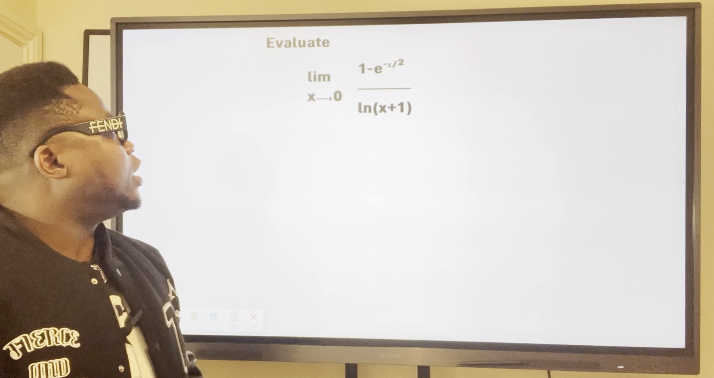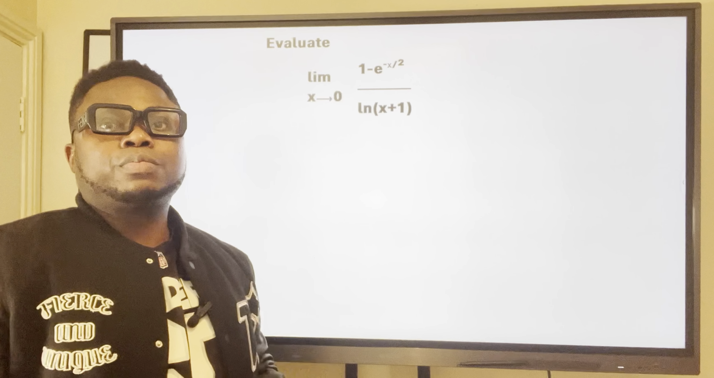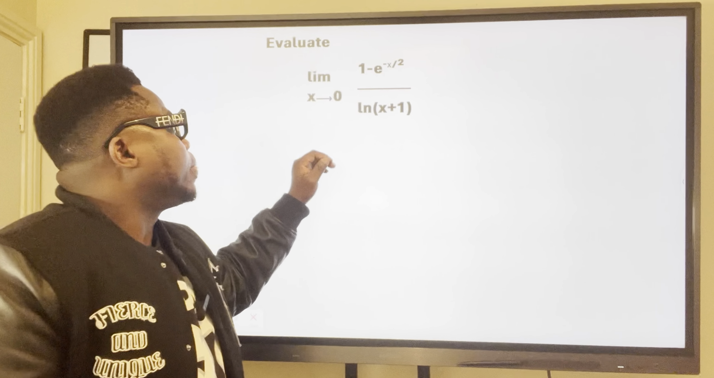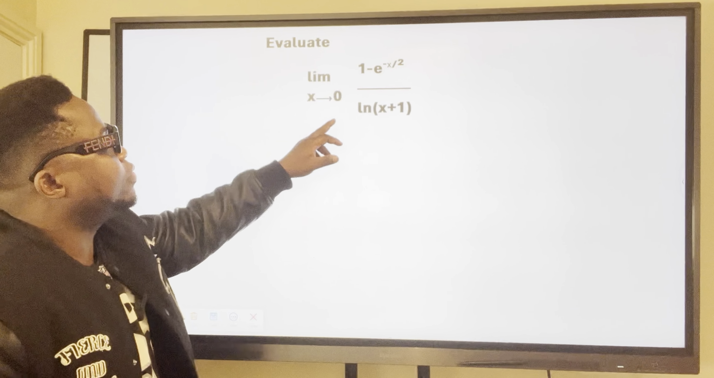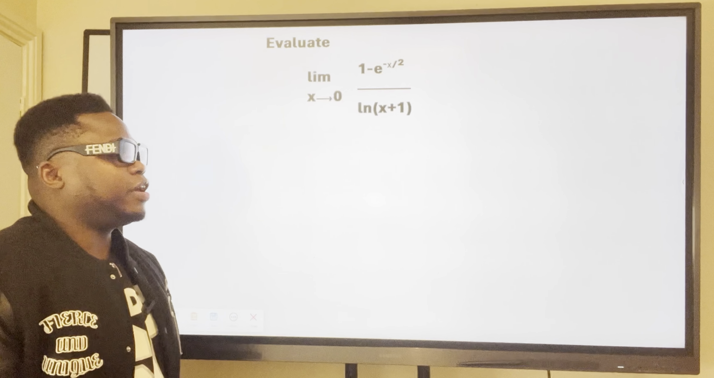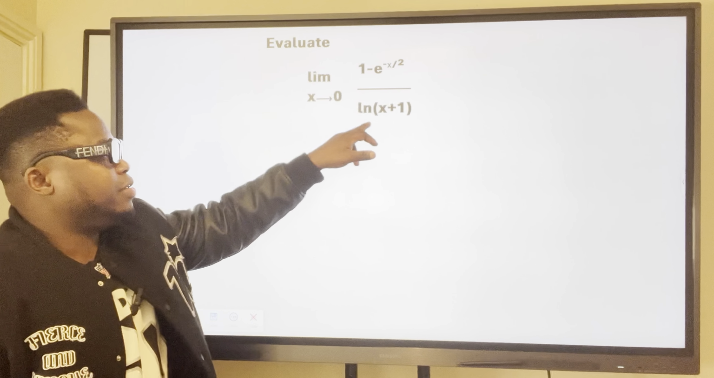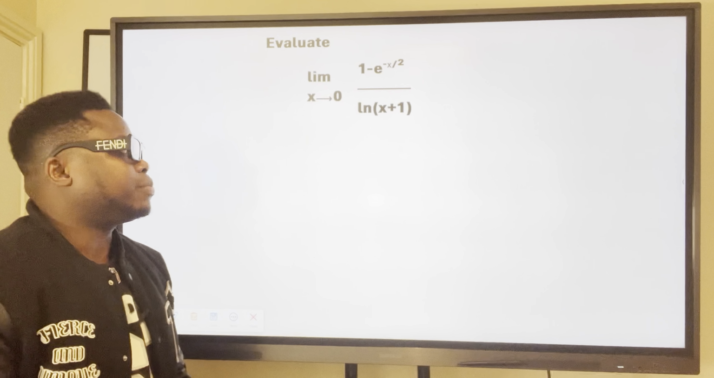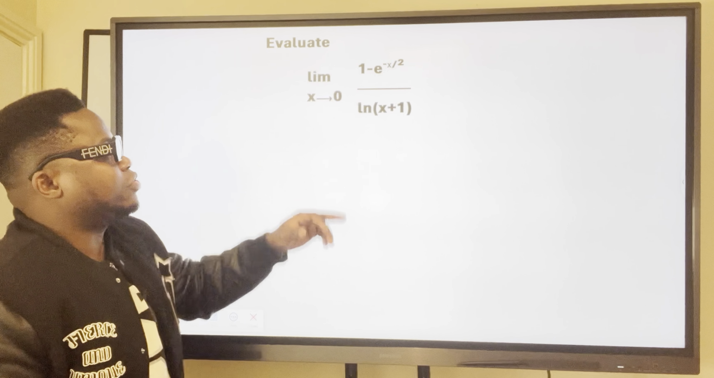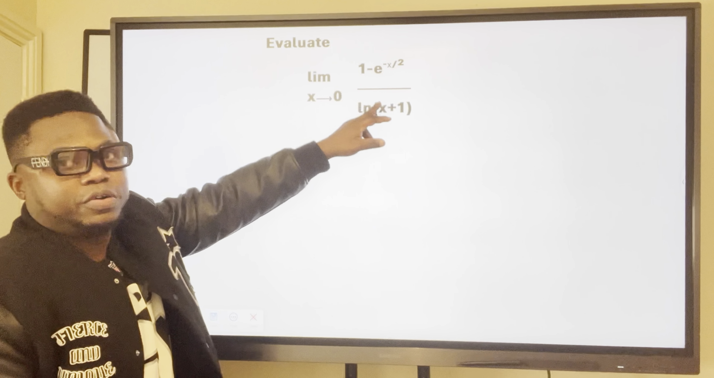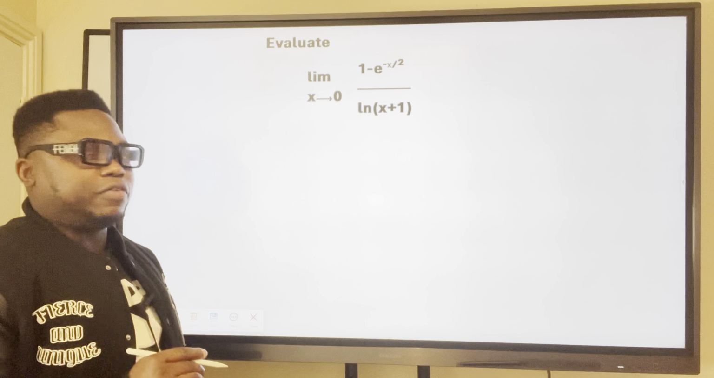So today I'm going to be looking at how to evaluate limits of a function in calculus. Now looking at this question, it says evaluate the limit as x tends to 0 of (1 minus e to the power of minus x over 2) divided by ln(x plus 1). So the first thing I need to do here is to test x with 0. So I'm going to replace x here with 0 to see if I'm going to get an indeterminate value.